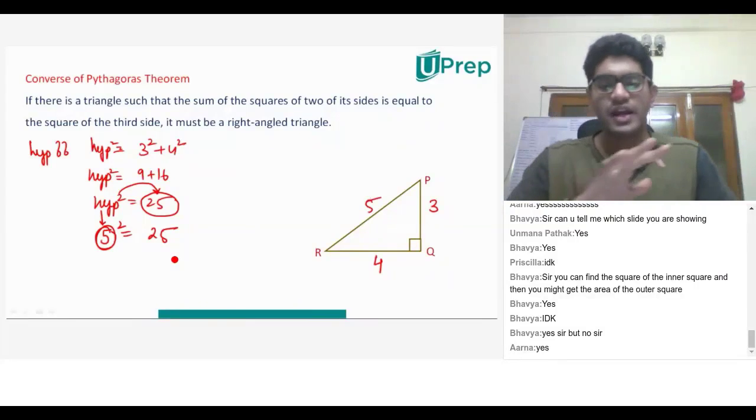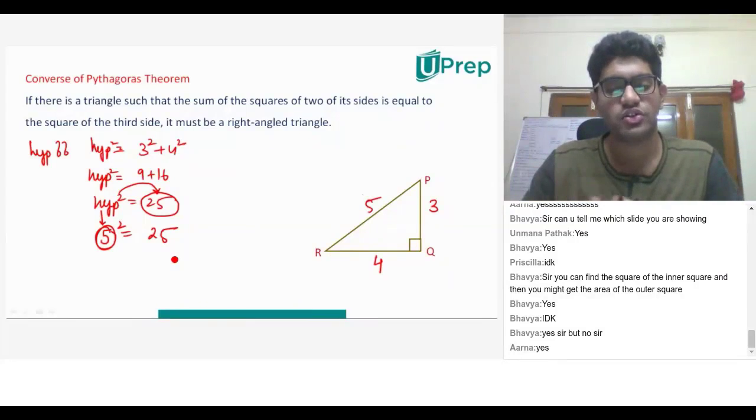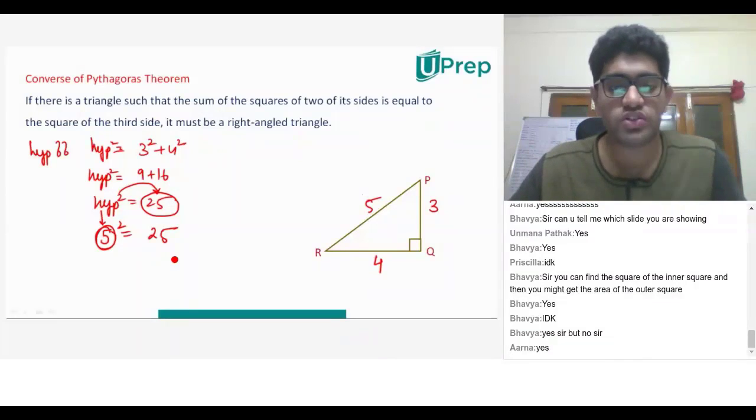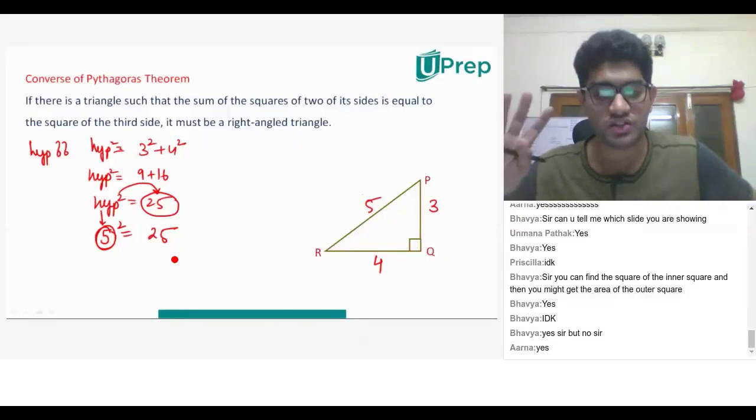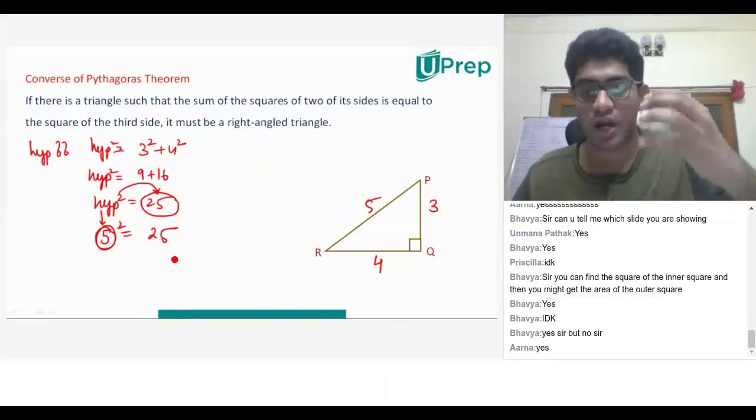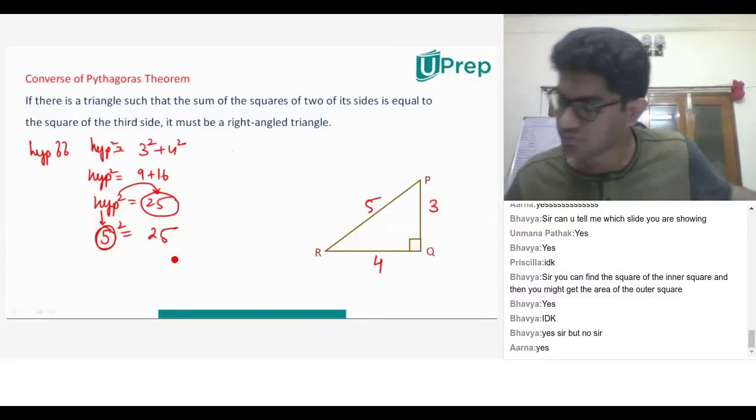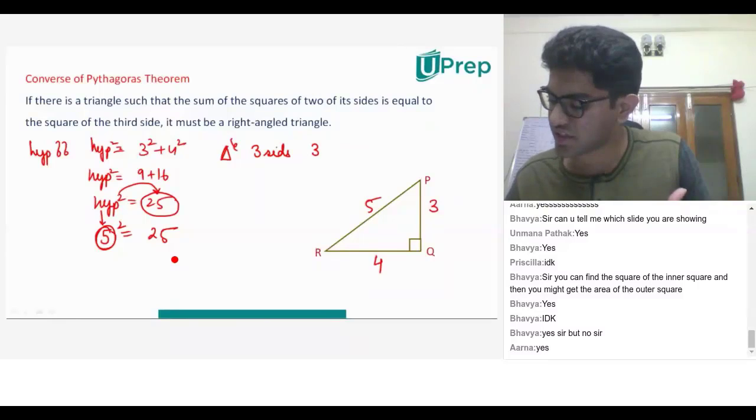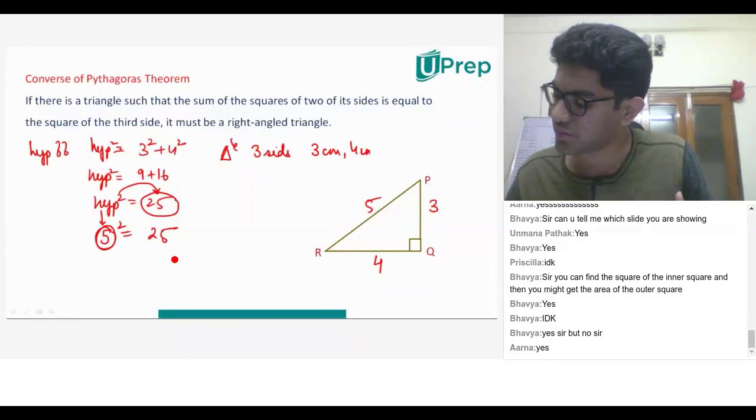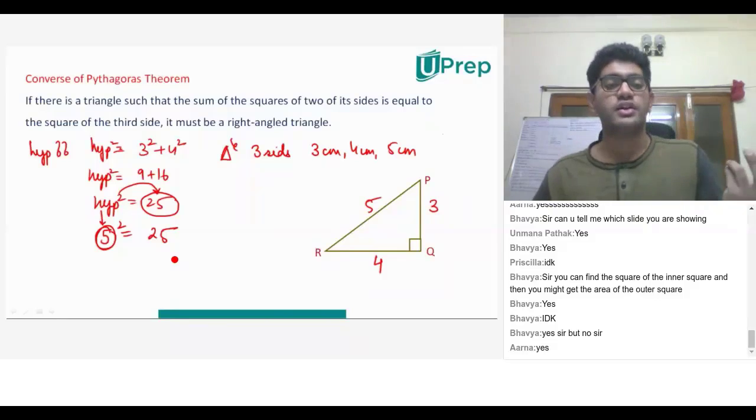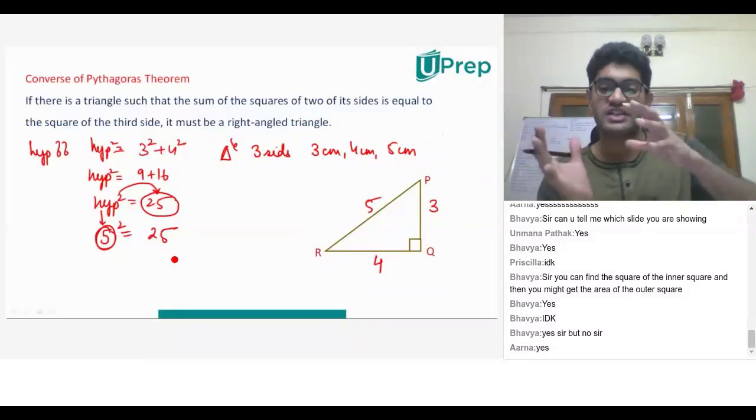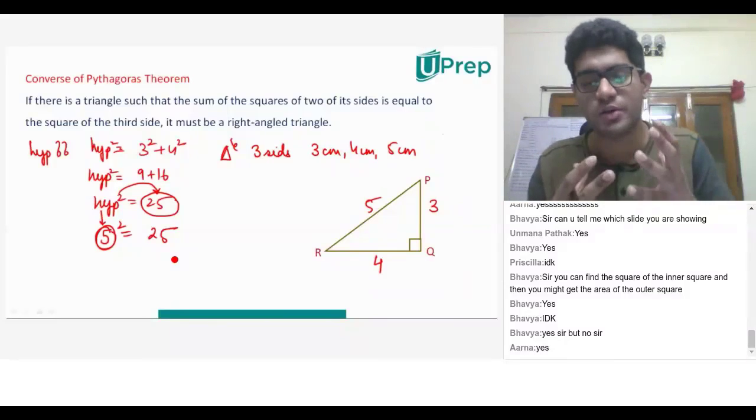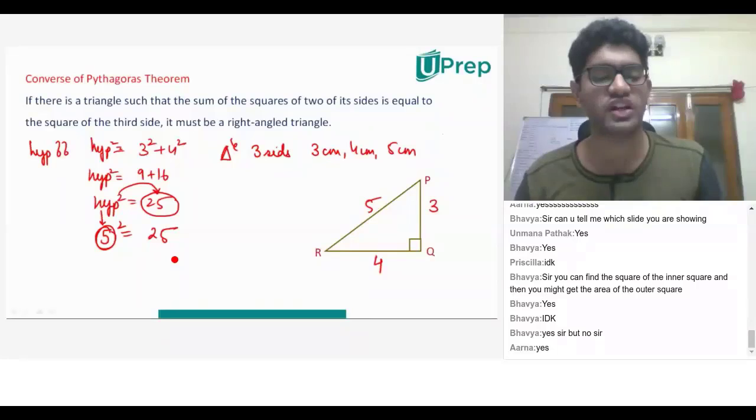Let me explain two other concepts related to this. Very simple one-line concepts. The converse of the Pythagoras theorem. It says if there is a triangle, I am now telling you that, kids, there is a triangle. It has 3 sides. The 3 sides are 3 centimeters, 4 centimeters, 5 centimeters. What kind of a triangle is this? I'm just backtracking. It's the same concept in a reverse form. You guys agree with me?